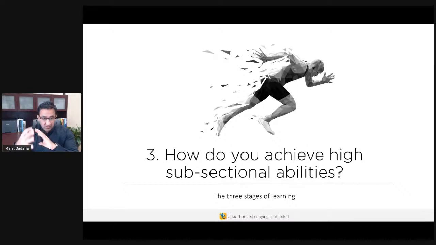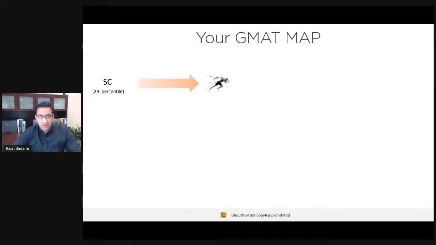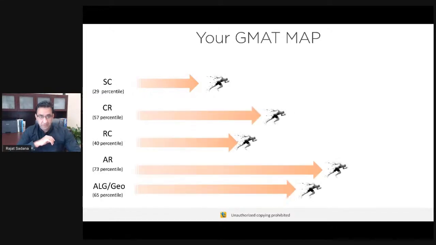Now that we know this independence of subsectional abilities, and how the GMAT is scored, let's see how we achieve high subsectional abilities. Because unless we achieve those, you're not going to get to that high GMAT score. The first thing you need to do is get your starting abilities over here. You need to be able to say, hey, this is where I am in SC, CR, RC, arithmetic, and algebra. How many of you know these starting abilities, or know where you currently are in these subsections?